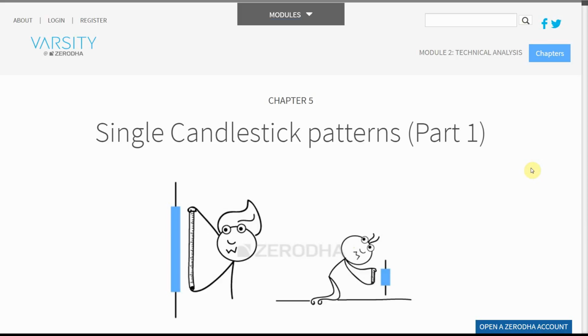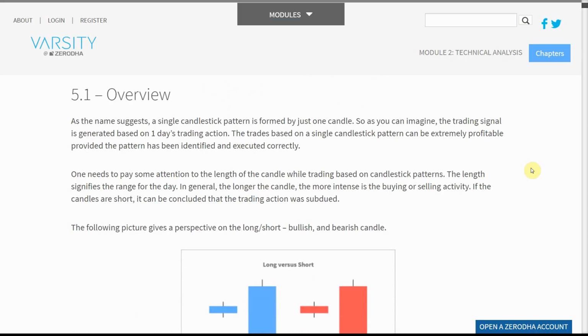Single Candlestick Patterns Part 1. 5.1 Overview. As the name suggests, a single candlestick pattern is formed by just one candle. So as you can imagine, the trading signal is generated based on one day's trading action. The trades based on a single candlestick pattern can be extremely profitable provided the pattern has been identified and executed correctly. One needs to pay some attention to the length of the candle while trading based on candlestick patterns.